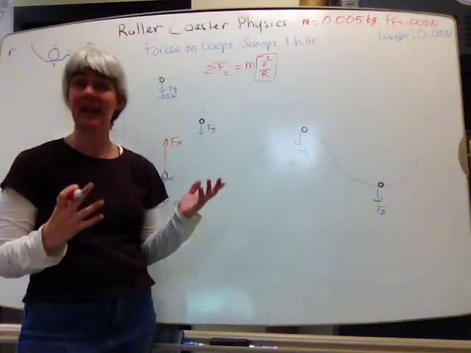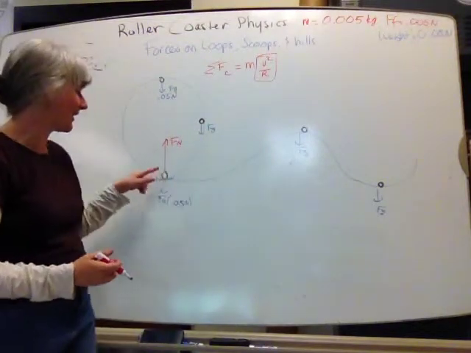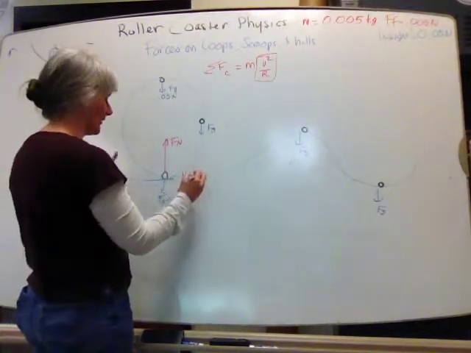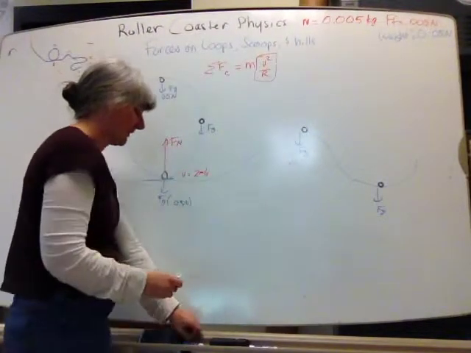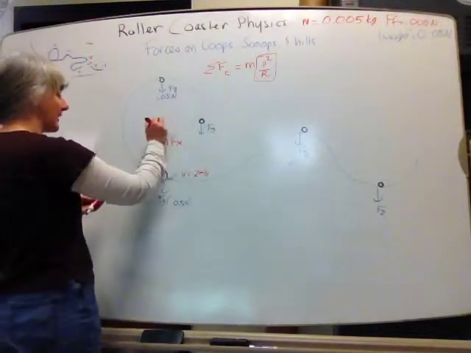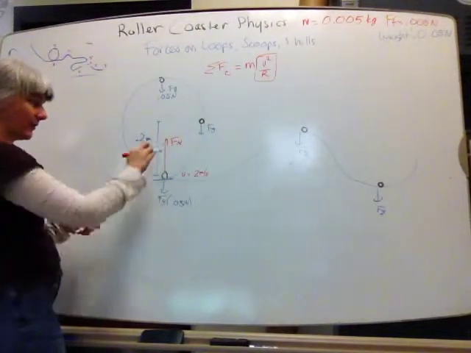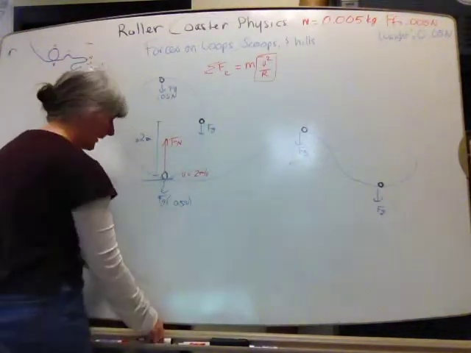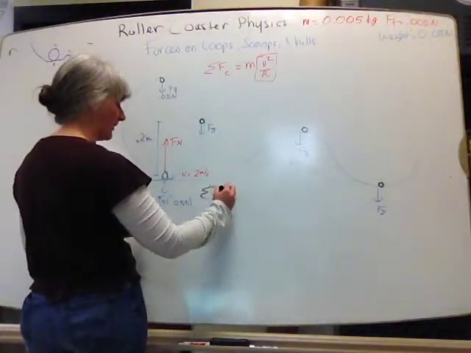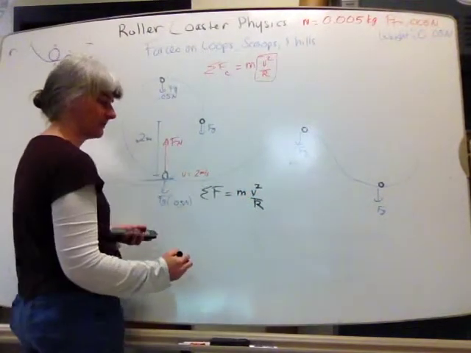By now you've already calculated the velocity. I don't remember exactly what my numbers were, but let's say the velocity at this point was, I don't know, 2 meters per second. And let's say I measure my loop's radius at 0.2 meters. To figure out the normal force, I'm going to do some math. I'm going to say net force equals mass times centripetal acceleration.